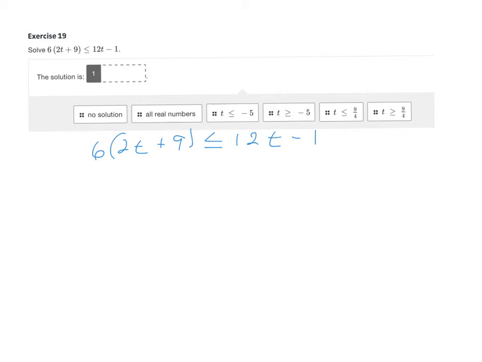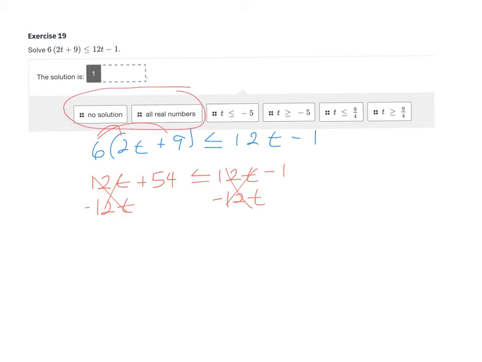Alright, so on number 19, we're going to start by distributing the 6. So 6 times 2t is 12t. 6 times 9 is positive 54. Less than or equal to 12t minus 1. Now, if we minus 12t from both sides, we know once those variables are gone, it's only going to be one of these two.